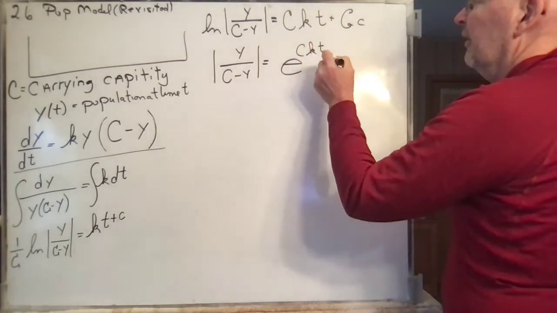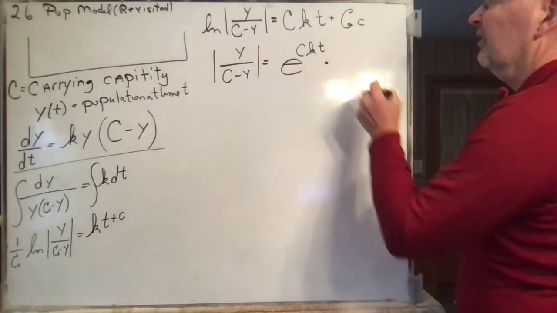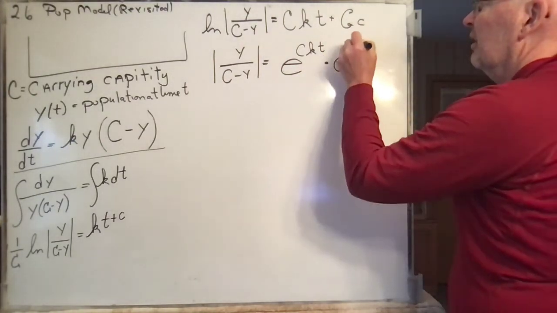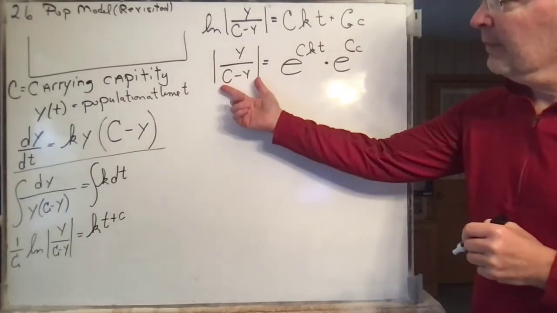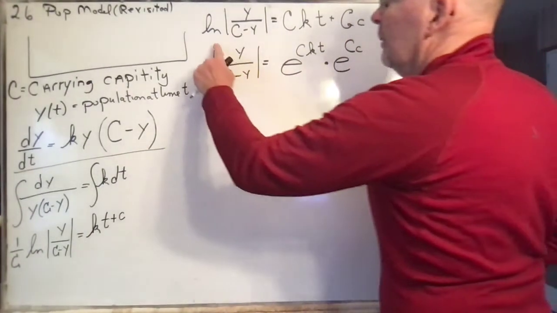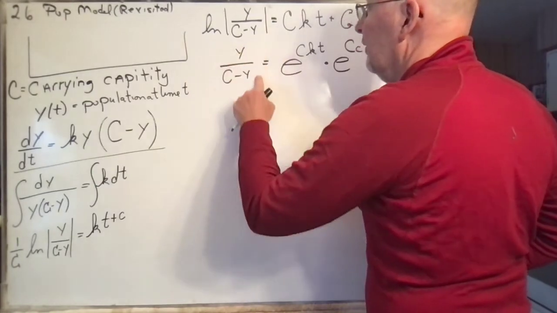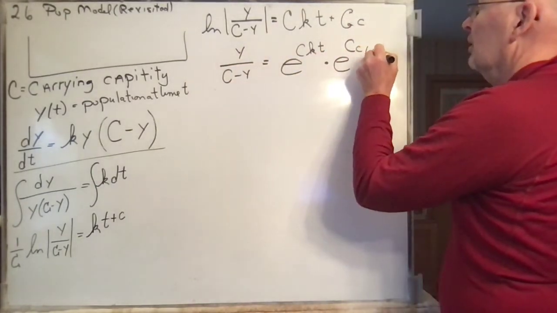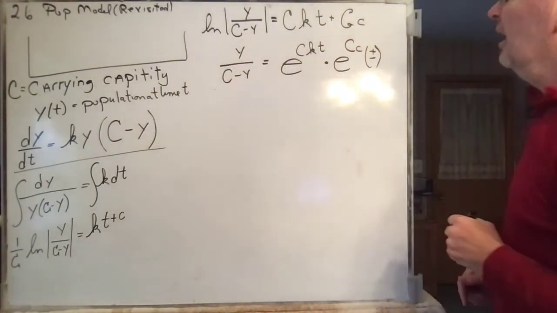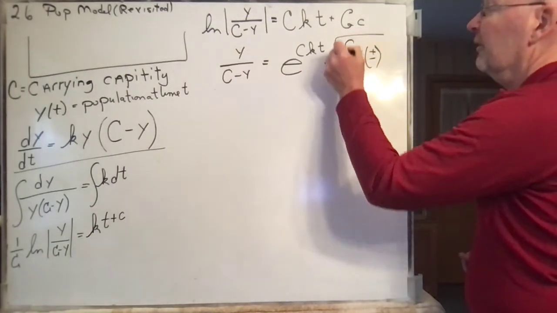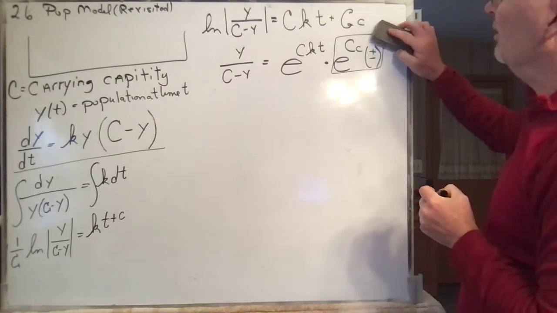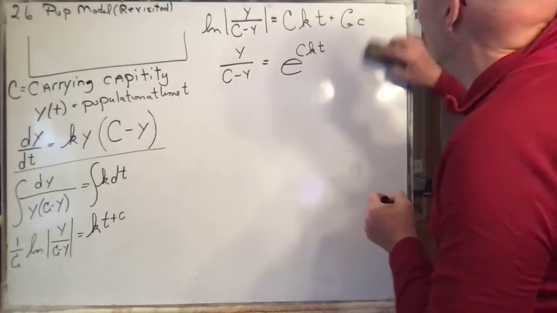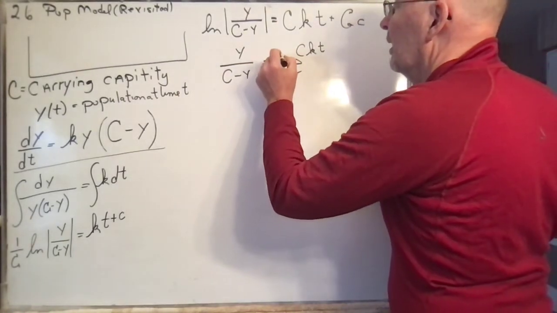plus that, and then you can use the property of exponents and write it as e to the Ckt times e to the Cc, like that. And then if you get rid of the absolute values, then this will become either the positive or the negative. So, like that. And then this whole thing here, you can just think of as some constant a. So you can just write that as whatever that is. That's going to be some constant, so you can just call it the constant a and put it out there in front.